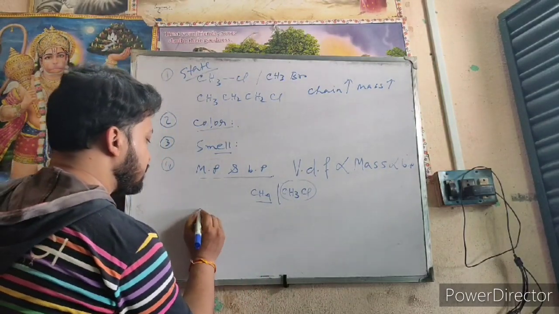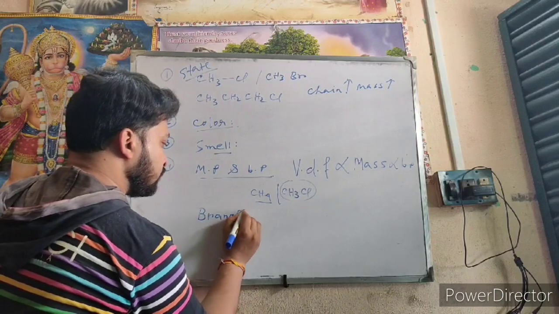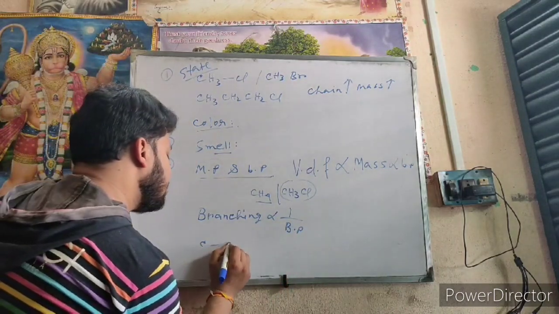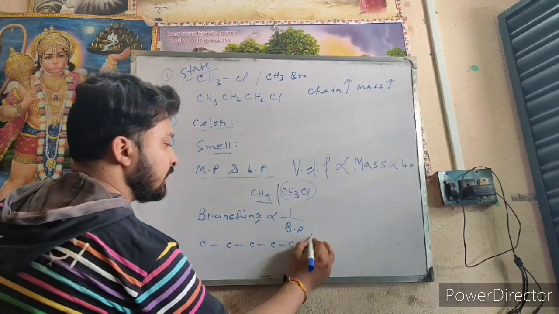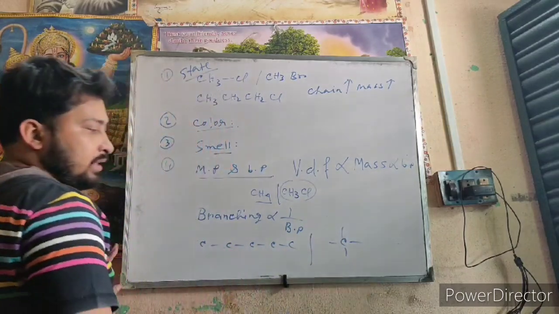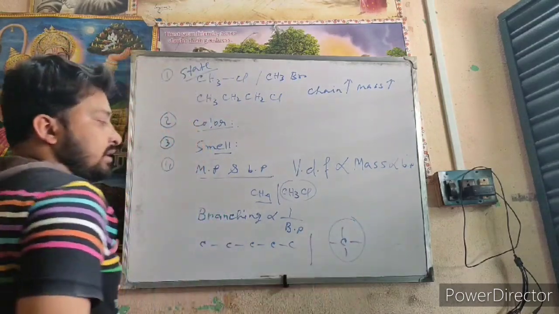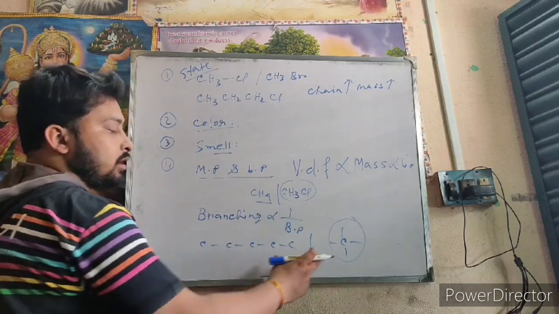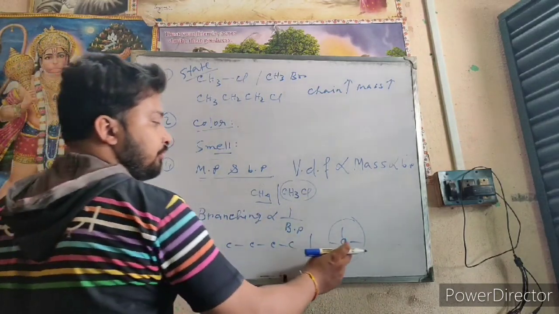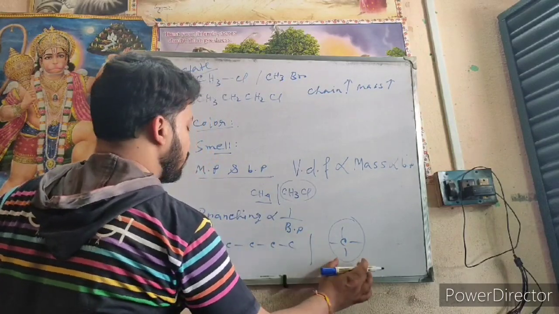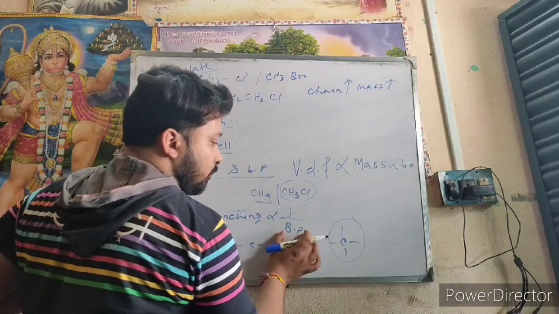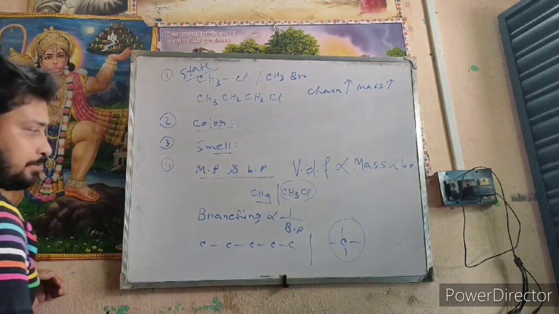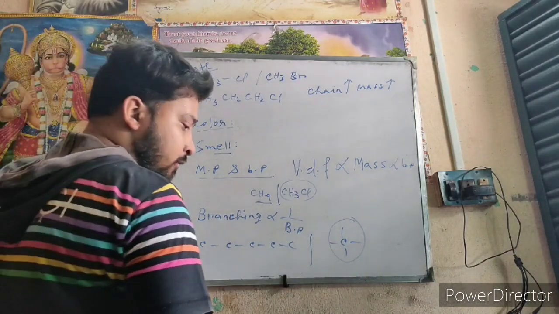Next, branching is inversely proportional to the boiling point. If you have a chain-like compound and a branched compound of similar or approximately similar molar mass, the boiling point of the branched compound is low. With increasing branching, the boiling point decreases.